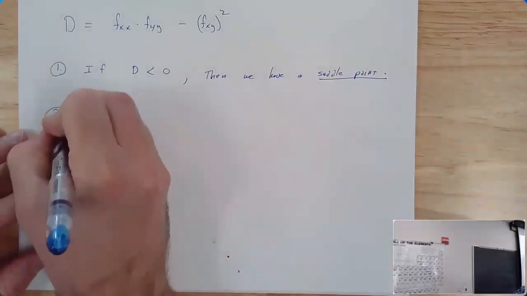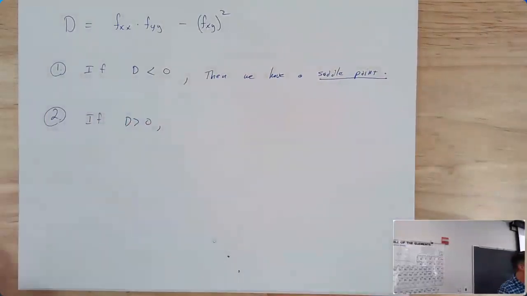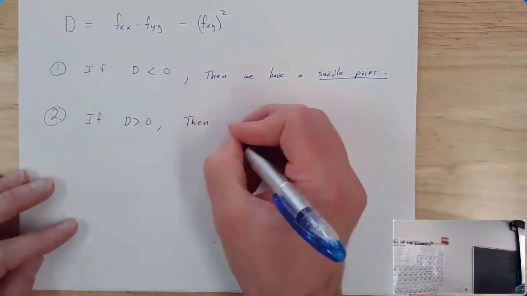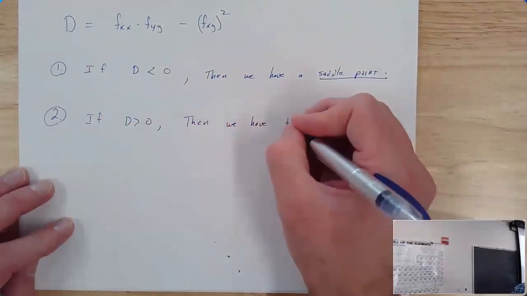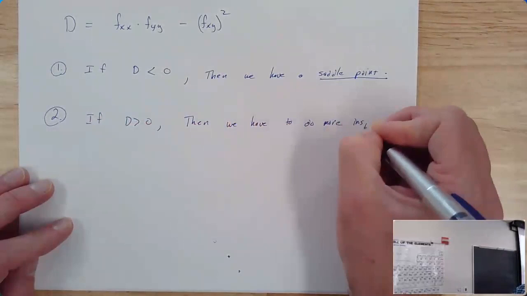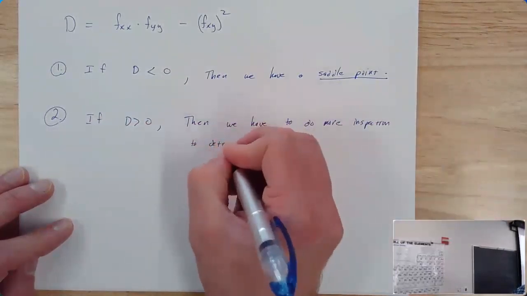The second thing that can happen is if D is positive, then you have a maximum or minimum. Check one more thing. Then we have to do more work, more inspection, to determine if we have a maximum or a minimum.